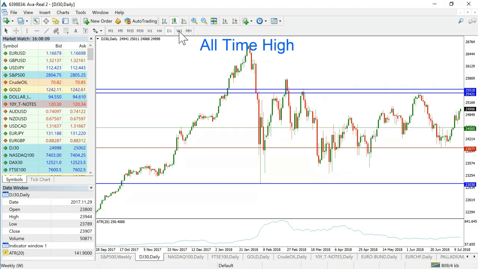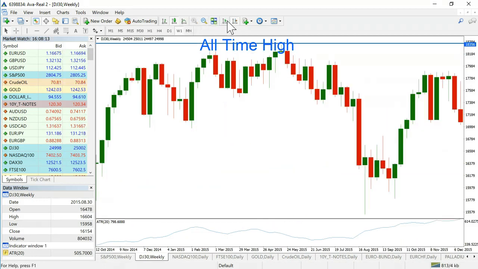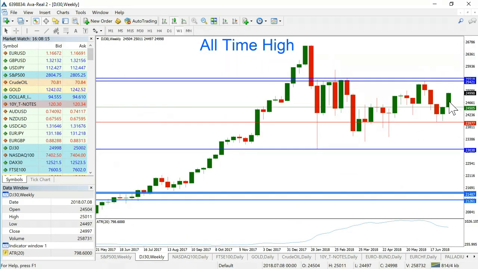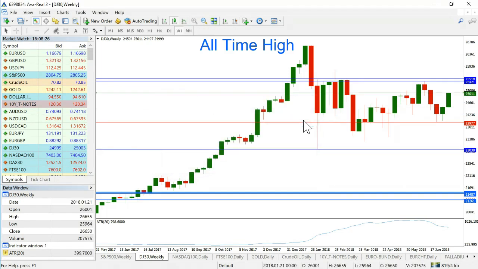But when we look at the weekly time frame, we can absolutely work with new highs and new lows in the Dow Jones. So we'll look at the 25011 level to the upside, and to the downside we can take note of the 24497.